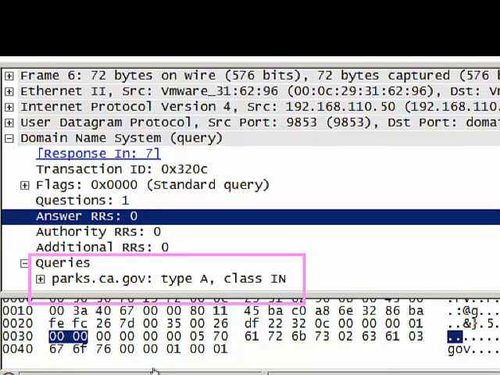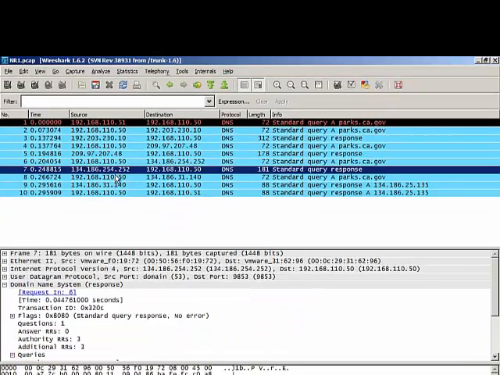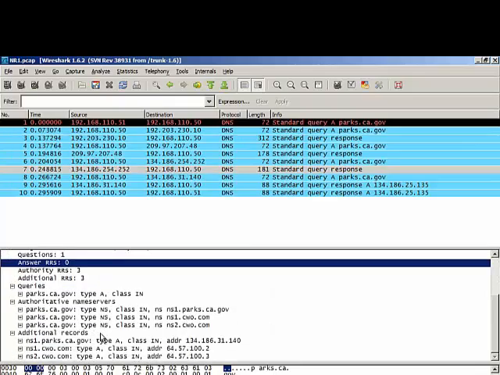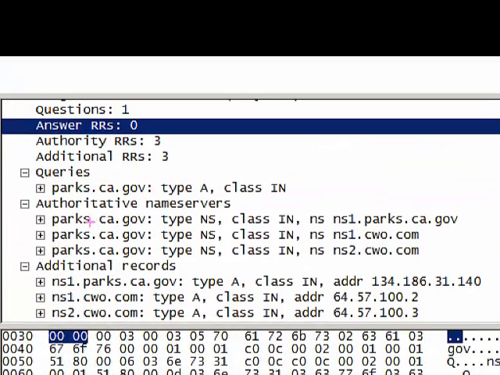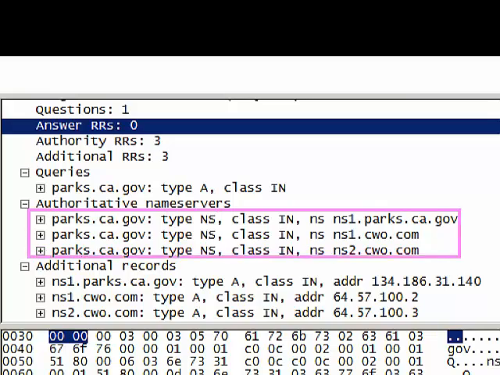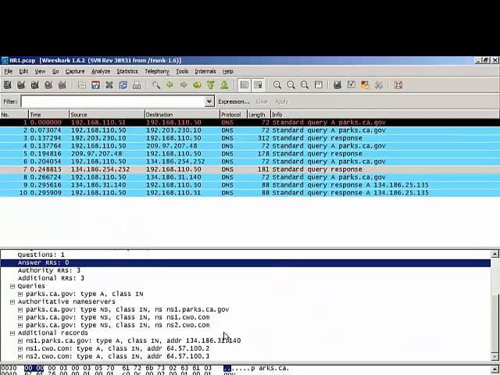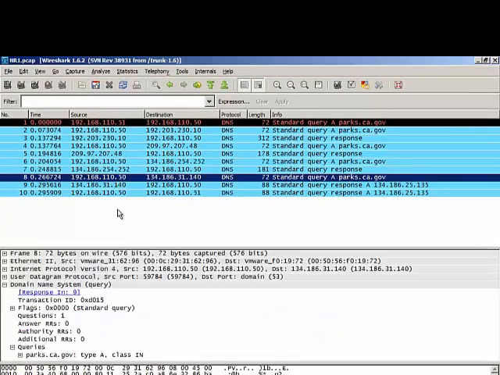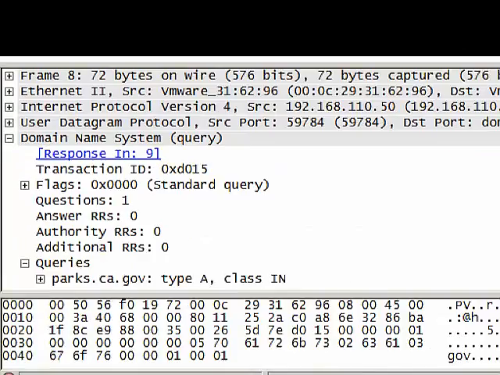Now at this point, the ca.gov name servers could have the A records for parks.ca.gov. The reason I chose this example is parks.ca.gov is actually split out into separate DNS servers than the root of ca.gov. So the ca.gov name server responds with, here are the 3 name servers for parks.ca.gov. We then go ask one of those name servers the exact same question again.